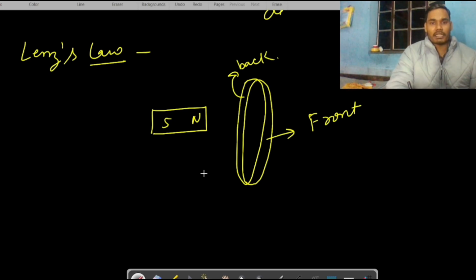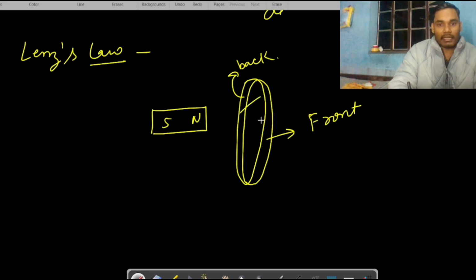The direction of current will be in such a direction that the current will create magnetic flux in this cross sectional area, and that magnetic flux will oppose the external magnetic flux, the magnetic flux due to this bar magnet.